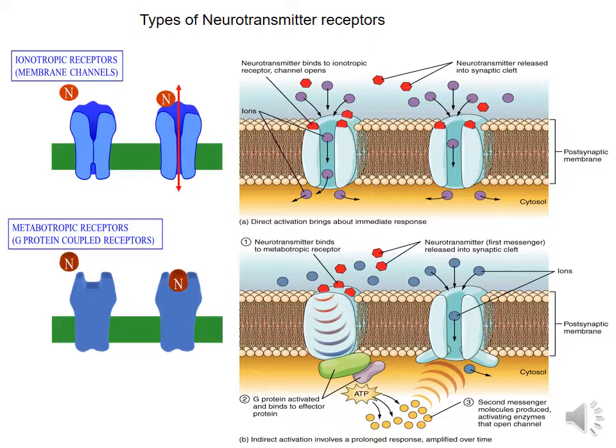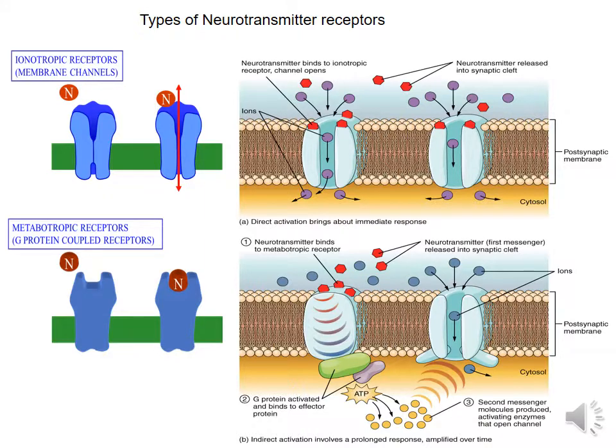So there are 2 types of neurotransmitter receptors at the cell surface. We have ionotropic receptors or metabotropic receptors. And very briefly, because we will see more about the differences between these 2 types, ionotropic receptors here are ligand-gated ion channels and represent a direct and fast response. So upon neurotransmitter binding, the channel opens here and the ions flow.